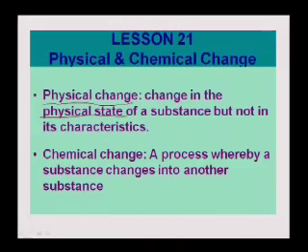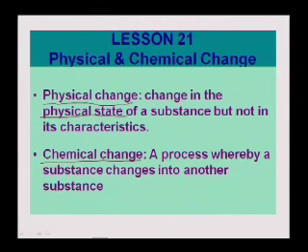The only change that occurred is that it moved from one state to another, solid to liquid or liquid to solid. Sometimes we do have a situation where things move from solid to vapor, but you still have the same substance. Now then, what will be chemical change?